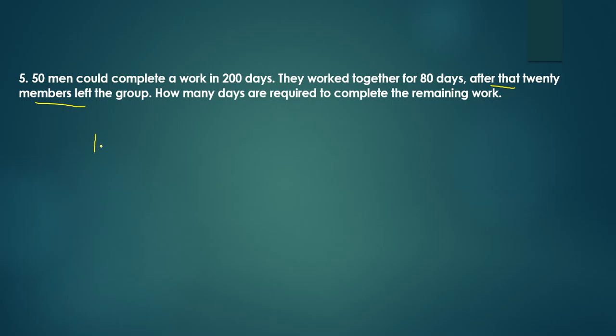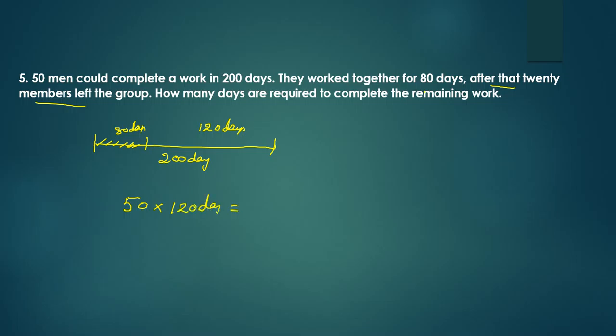Now, look at this here. Actually, they have to complete the work in how many days? 200 days. They worked together for how many days? 80 days. So, 80 days of work is over. Still, how many days of work is left over? 120 days of work is left over. This is the leftover. So, if there are 50 men, if there is no change, this work will be completed as usual in 120 days. So, 50 members can complete the work in 120 days.